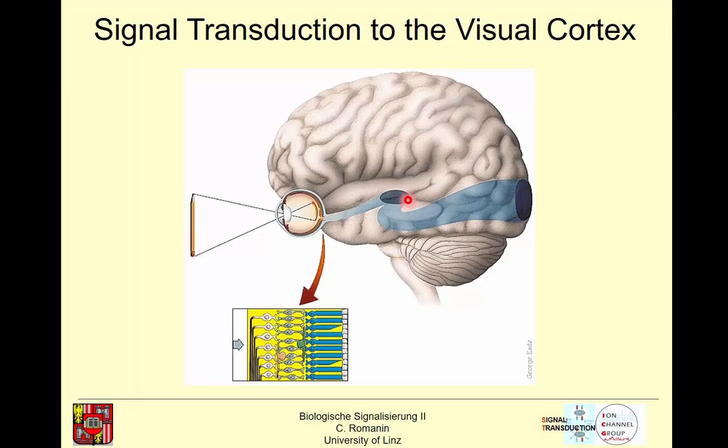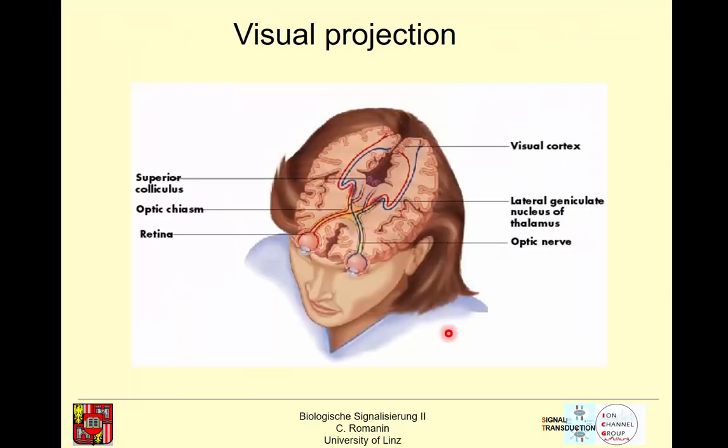There is one relay where the signals are relayed here in a ganglion. We will see it in a second, and from here it ends up in the visual cortex, where actually an image is composed so that we can see based on the light that falls through the eye. This nucleus, which has been shown before, is called the nucleus geniculatus, or lateral geniculate nucleus.